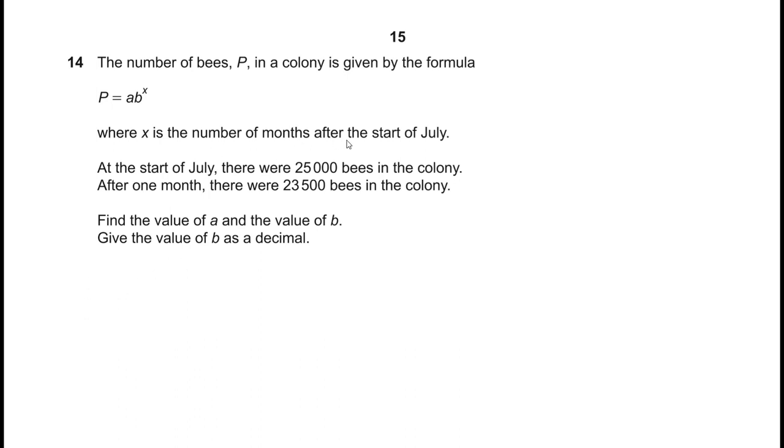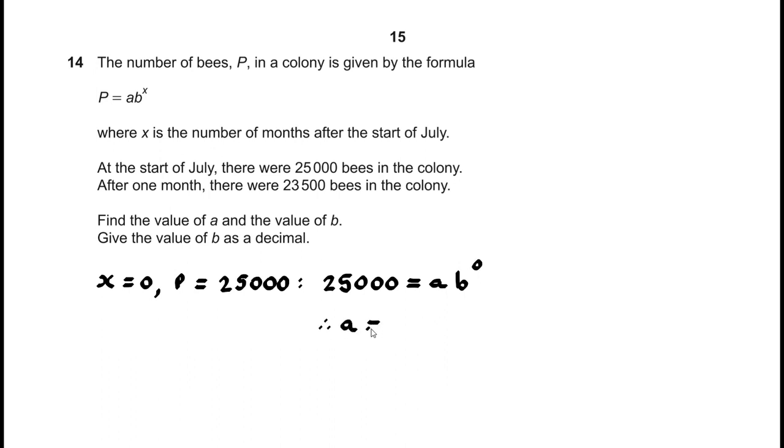Well, if x is the number of months after the start of July, then at the start of July, x equals 0. So when x equals 0, we know that P equals 25,000. So we have 25,000 equals A times B to the power of 0, which means A equals 25,000, because B to the power of 0 is just 1.